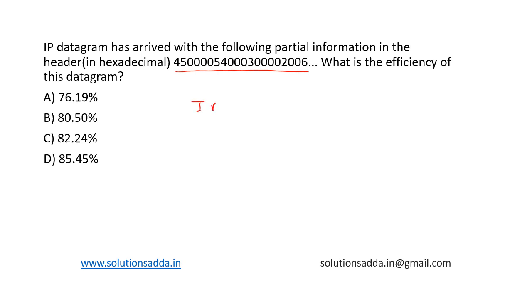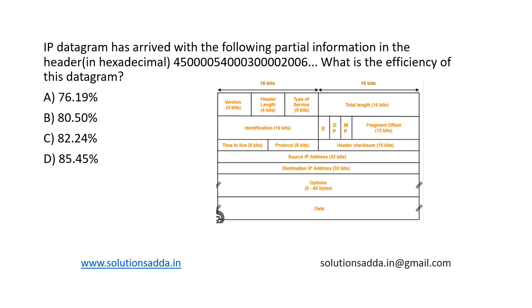IPv4 header. In IPv4 header, there are two components which we need to identify to understand what is the efficiency of the datagram. So in IPv4, there's a field called header length. This represents the total length of the header. And there is a field called total length. This represents the whole IP datagram size. Now, using these two values, we can calculate the efficiency of the datagram.